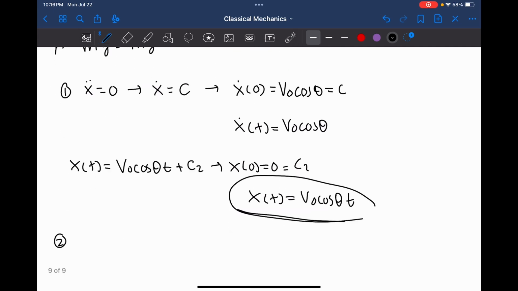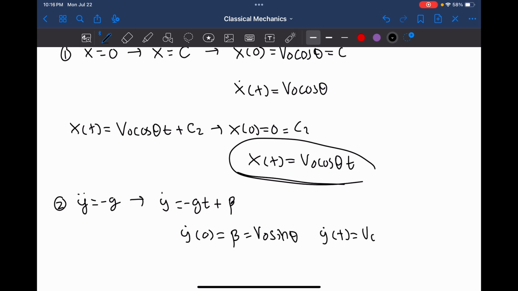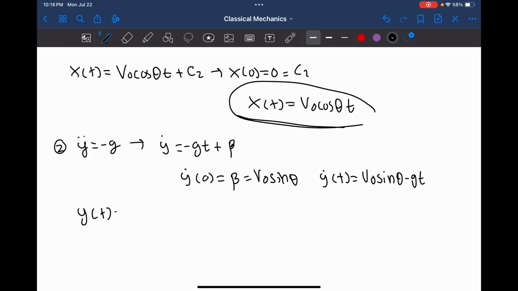Now we can solve the second differential equation. Dividing both sides by m leaves us with y double dot is minus g. We can integrate both sides and we get y dot is equal to minus gt plus the constant of integration we'll call beta. y dot at 0 is equal to its initial y velocity, which is beta, which is equal to v0 sine of theta. So we get that y dot as a function of time is v0 sine of theta minus gt. We can integrate again and get y as a function of time.